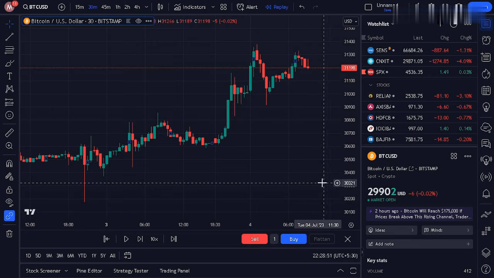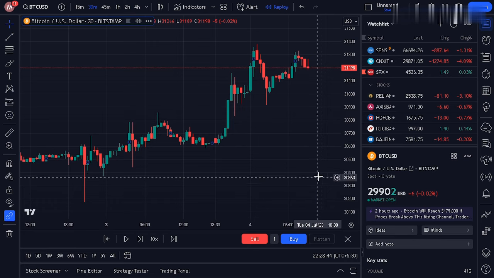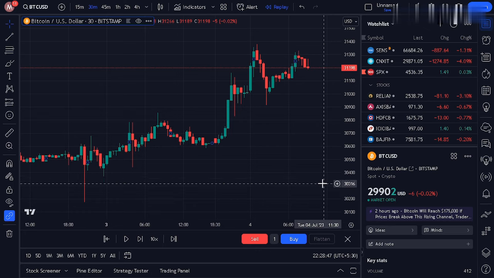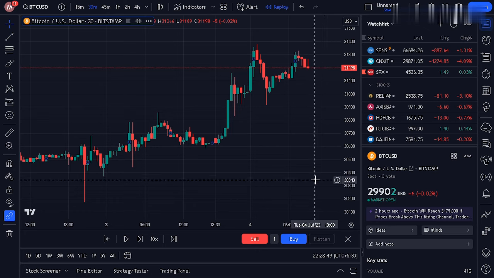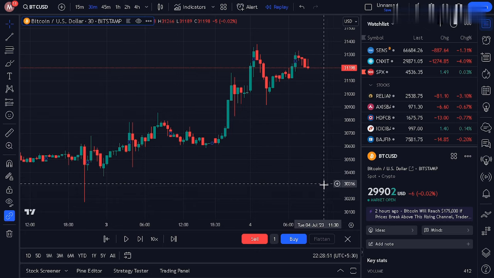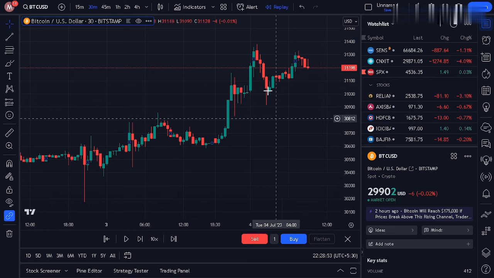We know how crucial Ichimoku is for traders, as it provides a comprehensive view of market trends, support, resistance levels, and potential entry and exit points. Its cloud-based chart simplifies analysis and aids in making informed trading decisions.